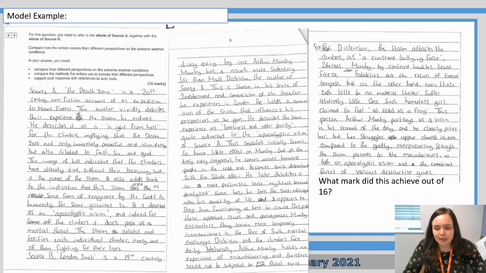I'm going to read it out to you because I know it'll be difficult for you to read on the small screen, but what I really want you to think about is what mark would you give this out of 16 based on the mark scheme that we've just had a look at in the previous slide.